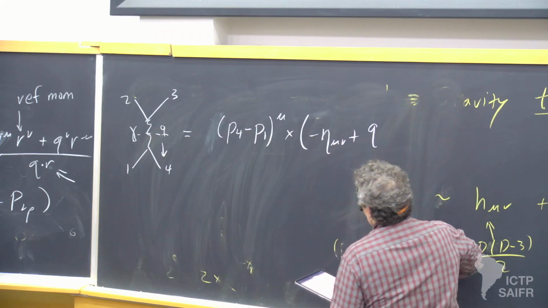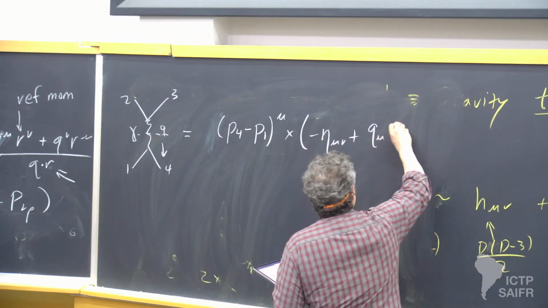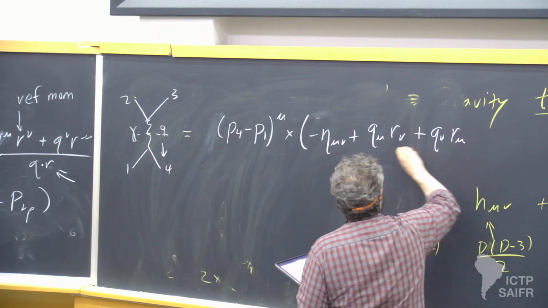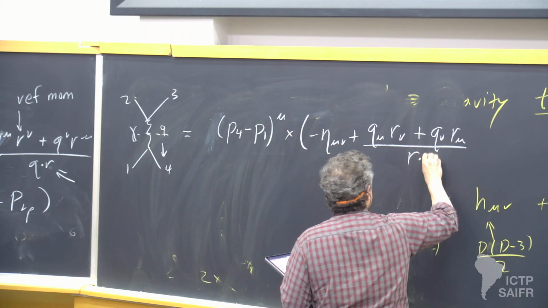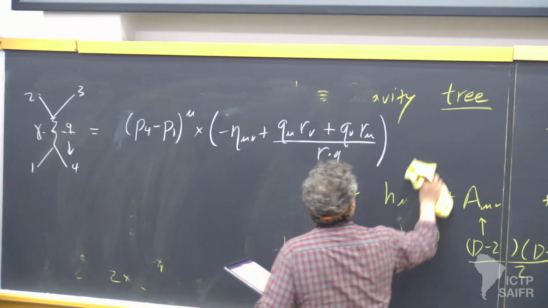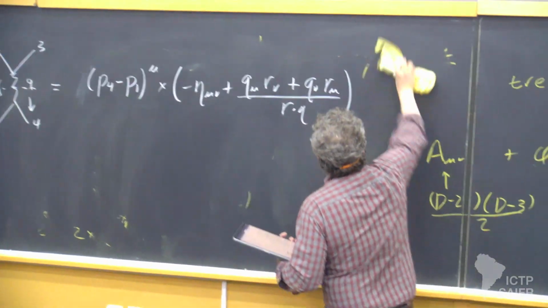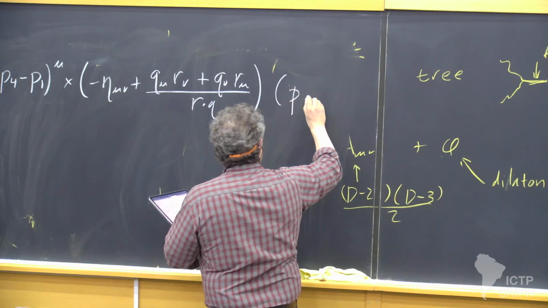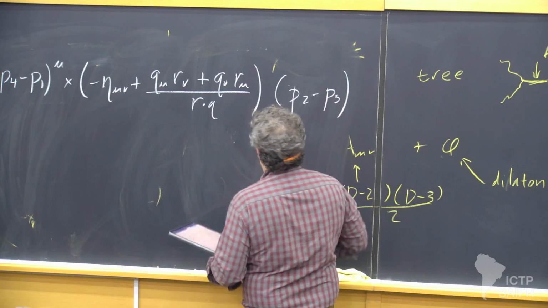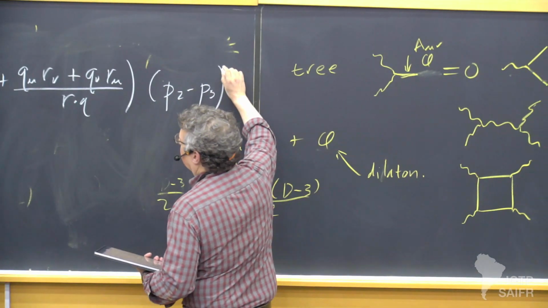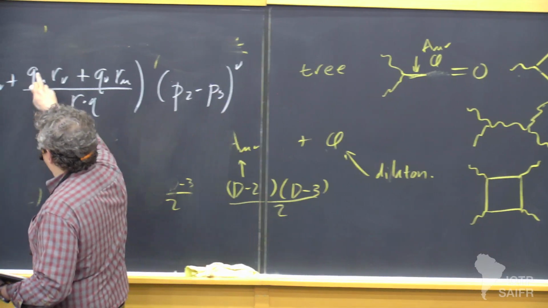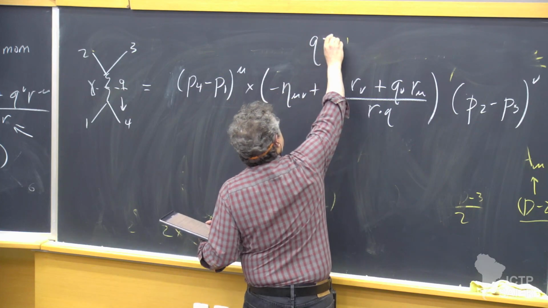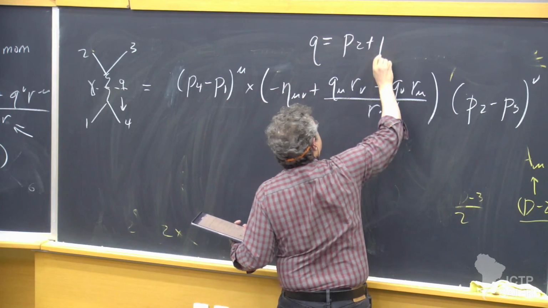Plus, let's make this Q mu R nu plus Q nu R mu divided by R dot Q. Okay, and then let me erase all this here. And then on the other side, the vertex, it's P2 minus P3. Okay? And then this is nu. So what is Q mu times this? Right? So Q is equal to P2 plus P3.